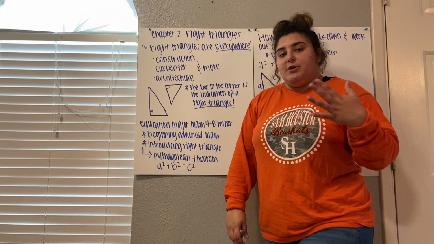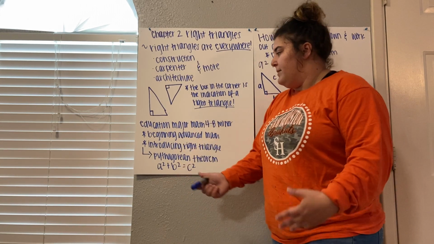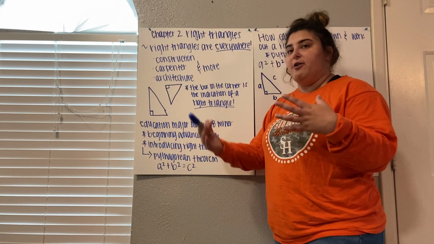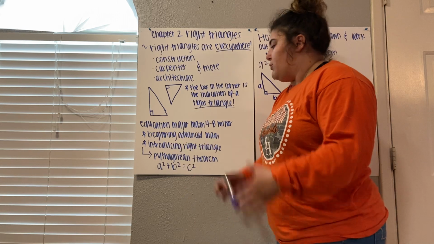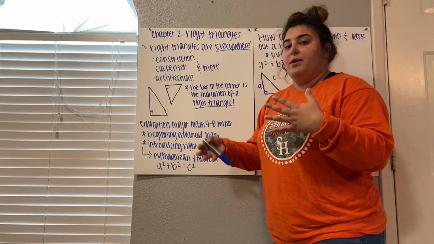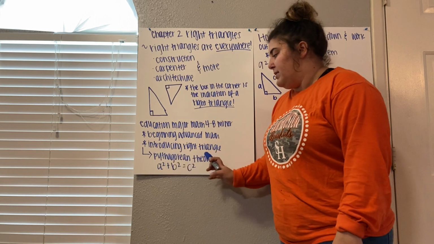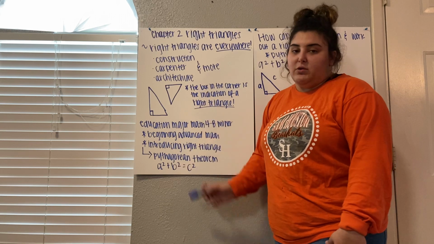So as introduced earlier, the education major with a minor in mathematics 4 through 8 is going to be the beginning of the higher level or advanced mathematics. So I'm going to be introducing the right triangles and helping students to break down the right triangles using the Pythagorean theorem, and that's going to be a squared plus b squared equals c squared.